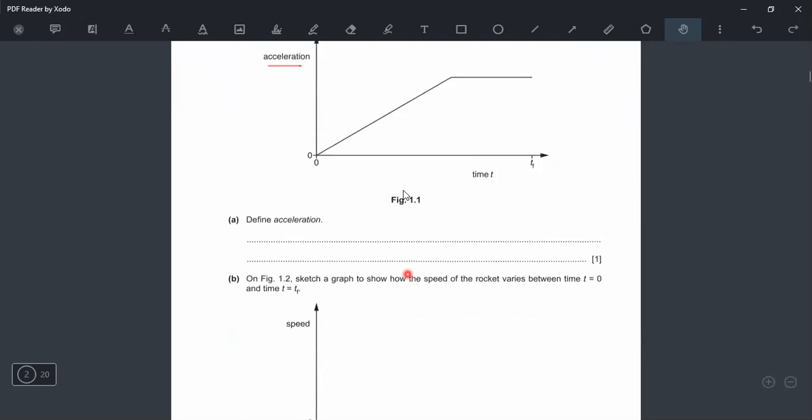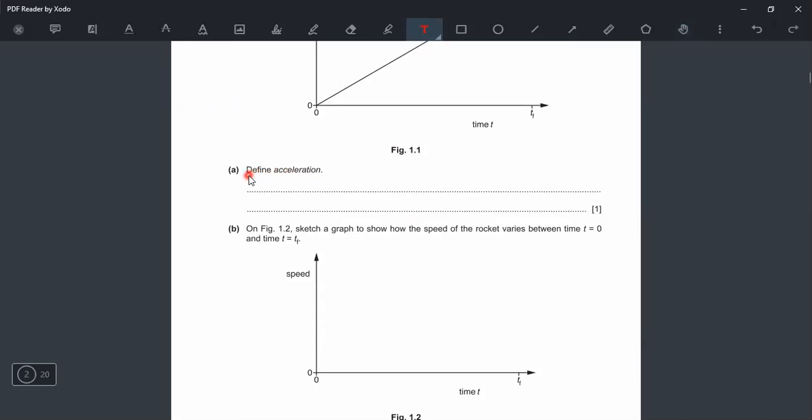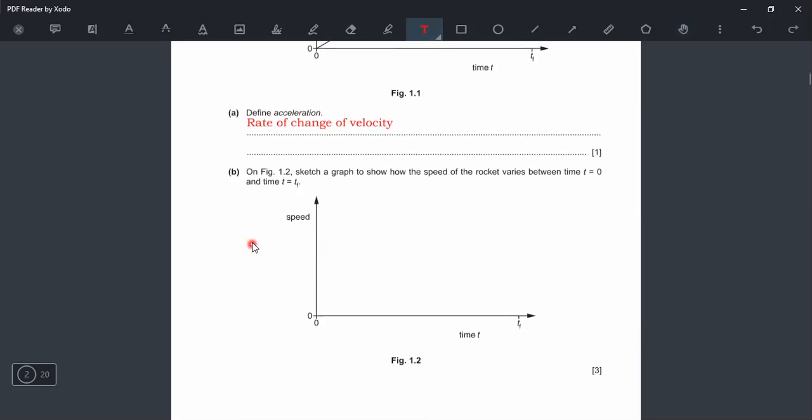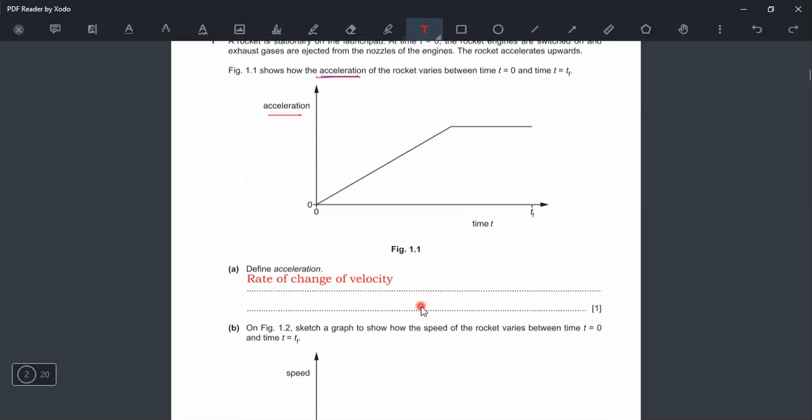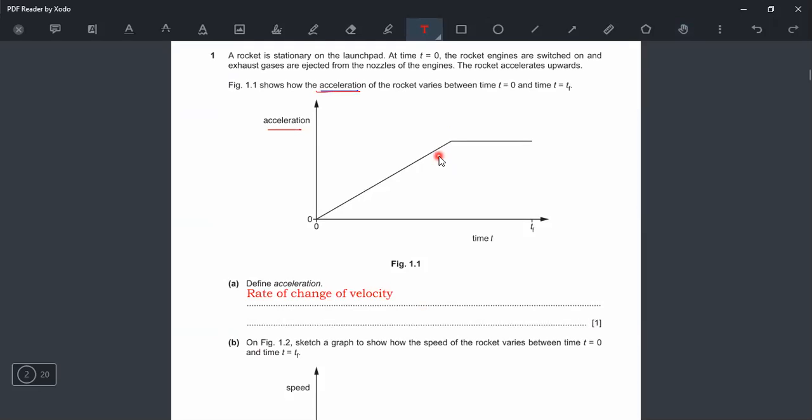Cool. So first define acceleration. This one is easy. It's the rate of change of velocity. You could also say change in velocity per unit time. No biggie. Next. On figure 1.2, sketch a graph to show how the speed of the rocket varies between time t equals 0 and time t equals tf, with this particular change in mind.